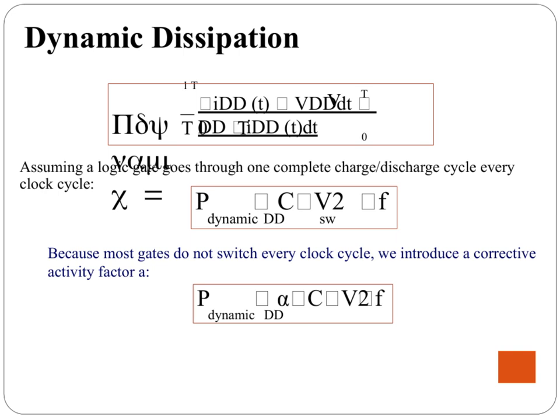However, since not every gate switches every cycle, we include an activity factor, alpha, which represents the fraction of time the gate actually switches. So the corrected formula becomes dynamic power equals alpha times capacitance times voltage squared times frequency. Understanding this helps us focus on reducing switching activity, voltage, and capacitance to lower power consumption in digital circuits.